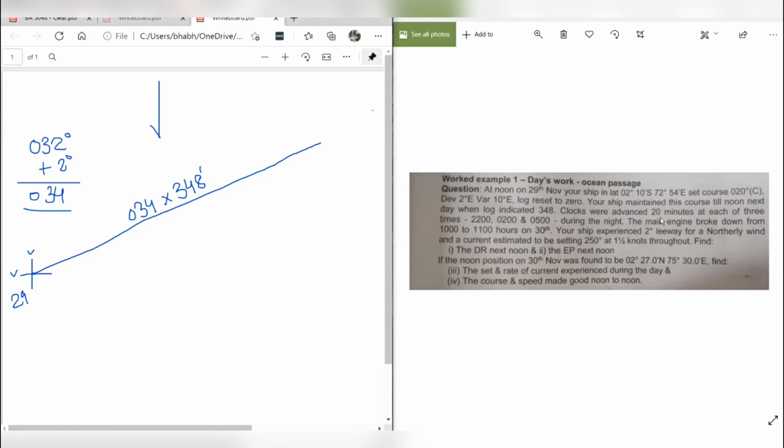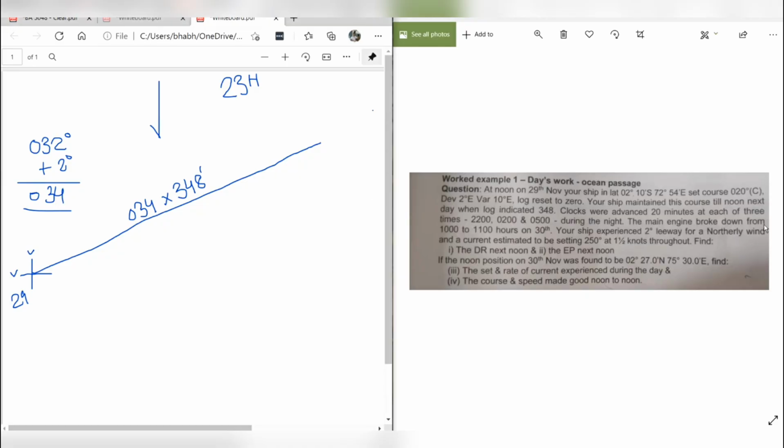What will get affected is, if you have advanced 20 minutes 3 times, that means total 60 minutes or 1 hour has been advanced. So from noon to noon, what will be the total duration of time? 23 hours. Right. The total duration of time would be 24 minus 1. That is 23 hours. Because whenever the clocks are advanced, the total duration reduces.